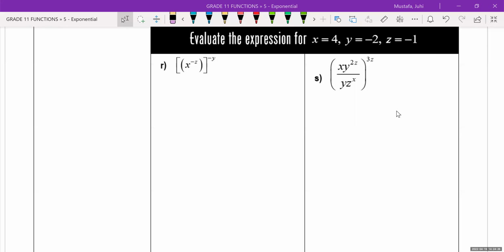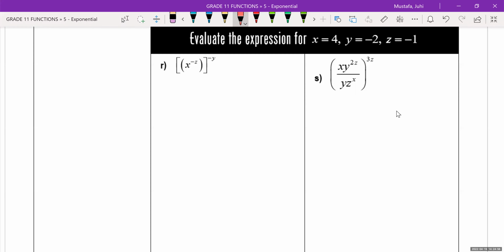For question R and S, I've now given you values for X, Y, and Z, so we're going to end up getting an actual numerical answer. Question R is pretty straightforward. I like to simplify as much as I can before I substitute, but if you didn't want to do that, you'd still get the right answer. So here I'm going to start off by taking a power of a power. And negative Z times Y is just going to give me ZY. So my first step here is going to be X to the power of ZY.